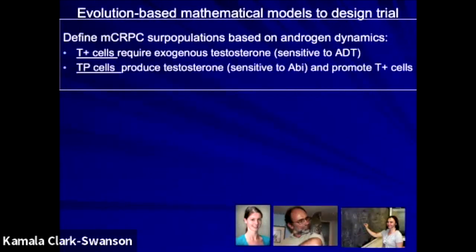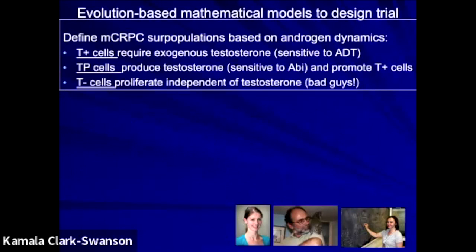So basically what we did was define 3 subpopulations based on their interactions with testosterone. The T plus cells require exogenous testosterone. Those are typically the dominant cells at the time of presentation of a prostate cancer. The TP cells are the ones that make testosterone. Those are the ones that are sensitive to abiraterone.